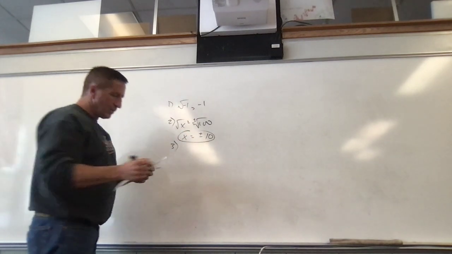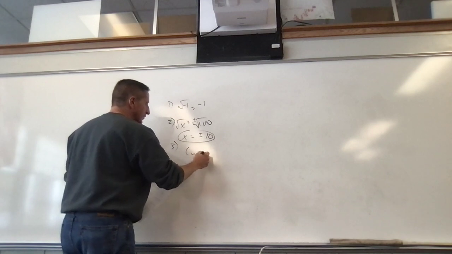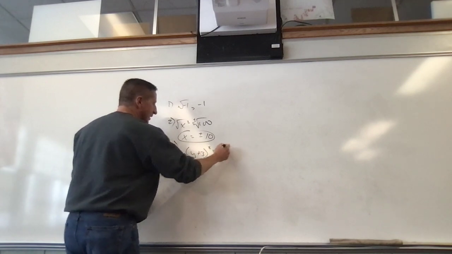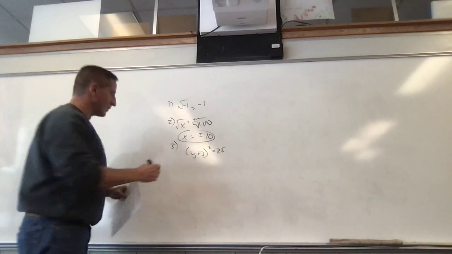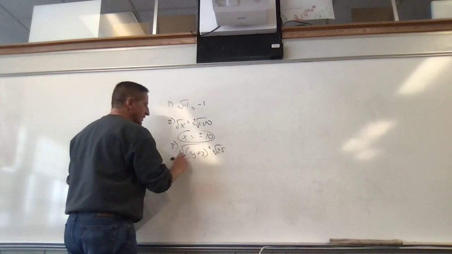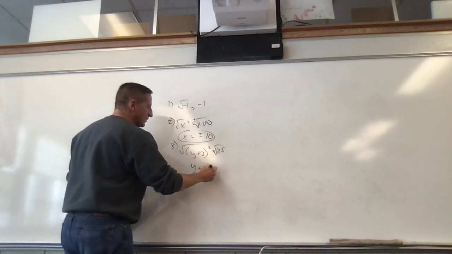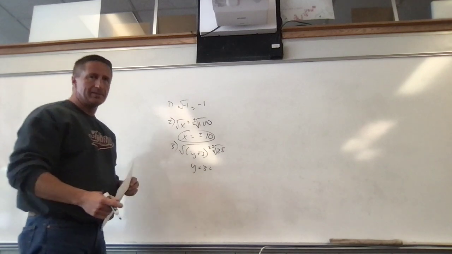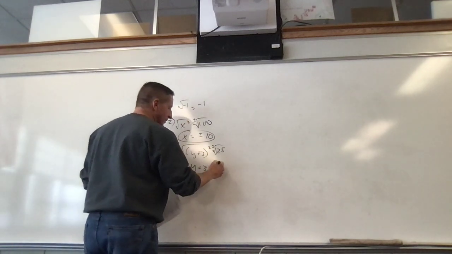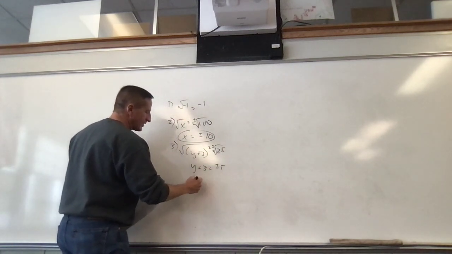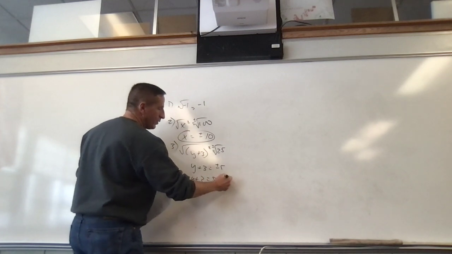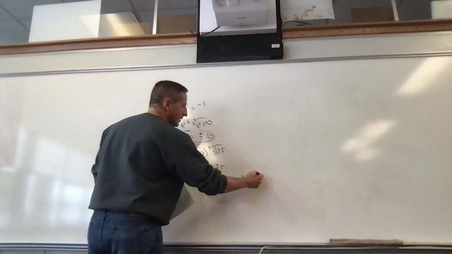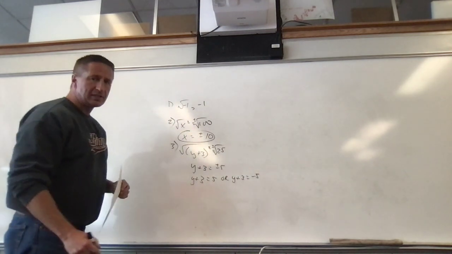Number 3, y plus 3 squared equals 25. Again, it says to solve the square roots. So square root each side. Square root here, these cancel. y plus 3 equals, again, make sure you put the plus or minus symbol. Square root of 25 is 5, so plus or minus 5. I would write it as y plus 3 equals 5, or y plus 3 equals -5. Then solve each of those.